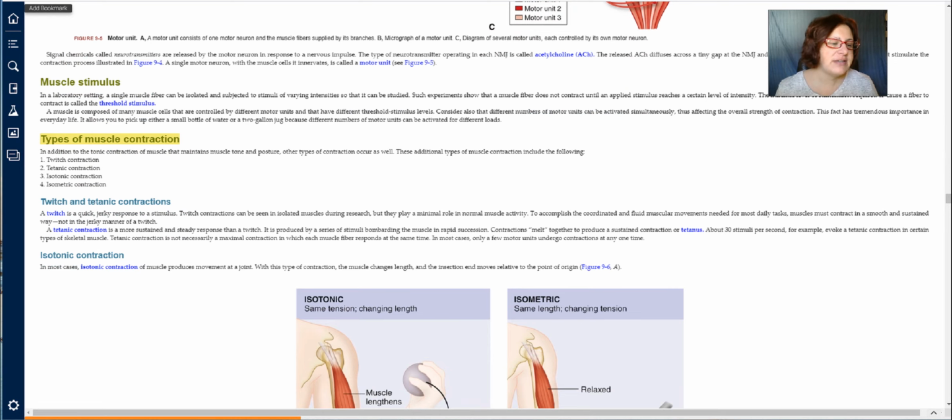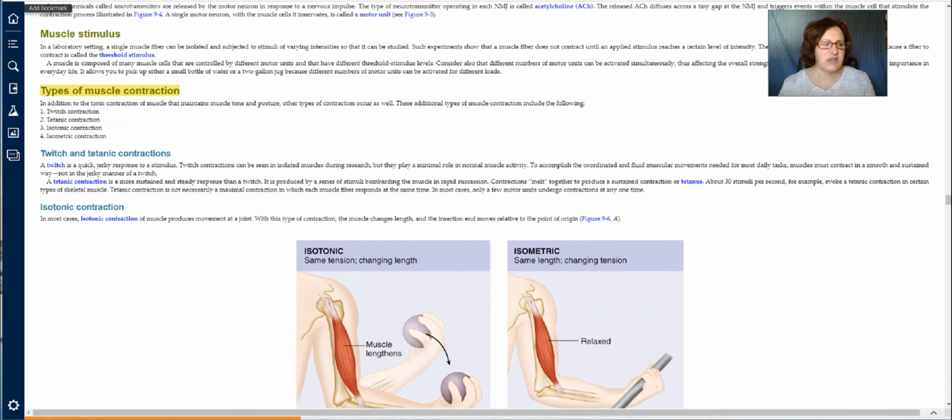All right, there are different kinds of muscle contractions. We have twitch, tetanic, isotonic, and isometric. Twitch and tetanic are the less common of them. Twitch is a quick, jerky response, and so this is not a normal movement. Like someone might say, hey, my eye is twitching. It's usually unconscious. It's just happening because the muscle somehow is being stimulated with a nervous impulse.